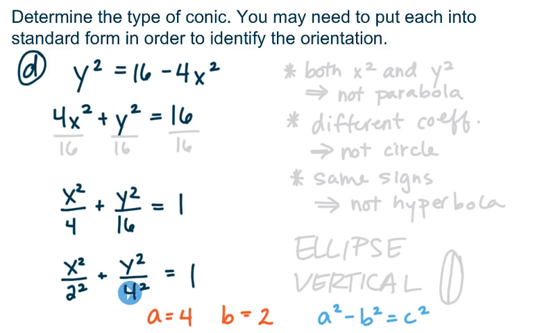My A value is the larger 4. My B value is the smaller 2. And then we find C by saying A squared minus B squared equals C squared. So I hope that helps you see all of these conics together and be able to develop your strategies for attacking these problems, right? We need to be familiar with how we want these organized in standard form and then all of the different nuances that create the different types of conics.